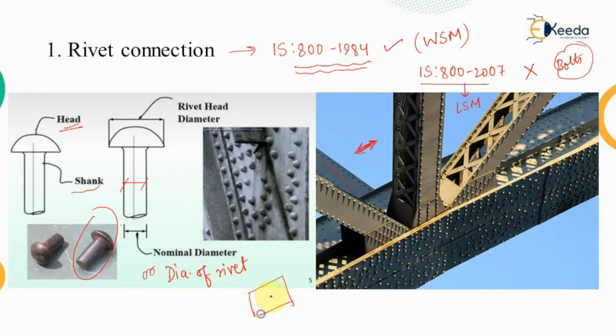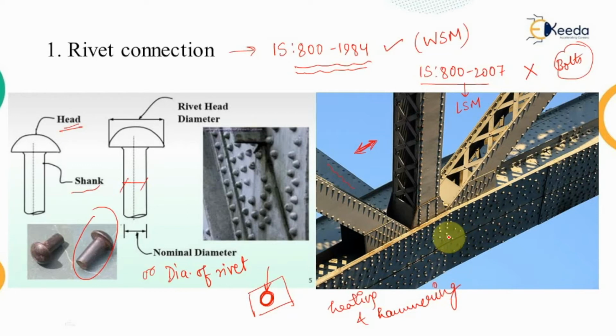Let's say this is the plate. We provide a hole in the plate for the installation of the rivet, and when we install the rivet, we heat it up and it is hammered into this hole provided on the plate. After hammering, it is cooled down, and after cooling it acquires the required shape. That's why the rivet connection requires both heating and hammering, and that's why it was noisy, which is one of the major disadvantages of the rivet connection.